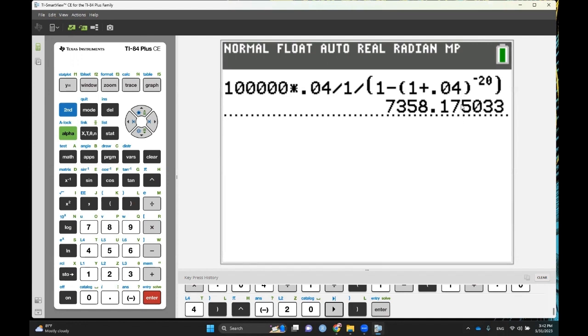Okay, and then round it to the nearest cents. Look at the digit after the decimal point after 7. So my answer is $7,358 and how many cents do you think? 18 cents. Is that right?